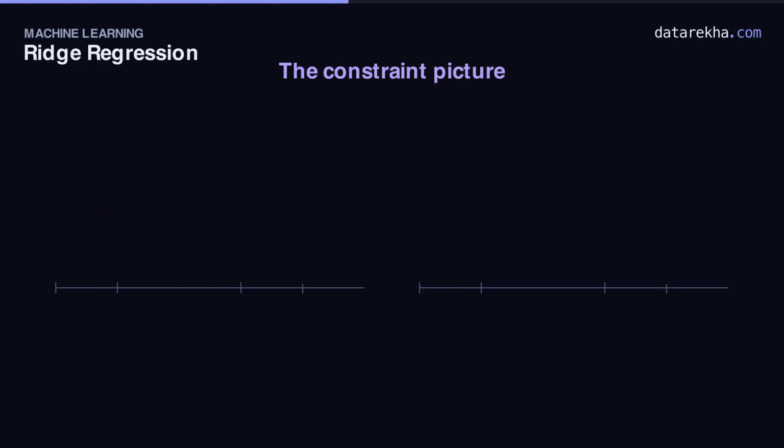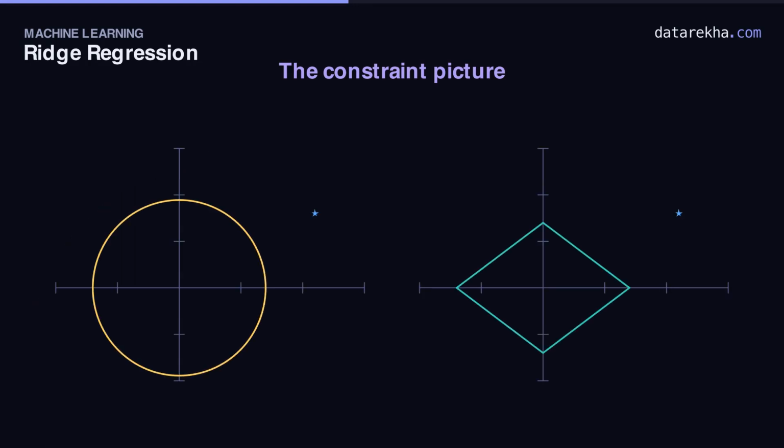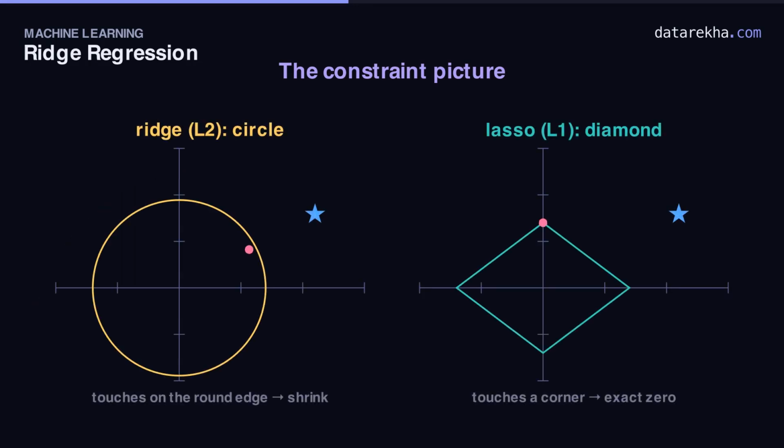And here is the elegant contrast worth knowing. Lasso, the L1 cousin, swaps this circle for a diamond with sharp corners. A contour is very likely to touch the diamond right at a corner, where one coefficient is exactly 0. That's why lasso can switch features off entirely, while ridge only shrinks them.